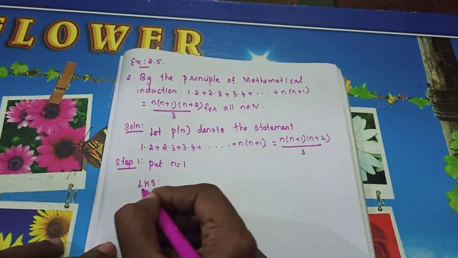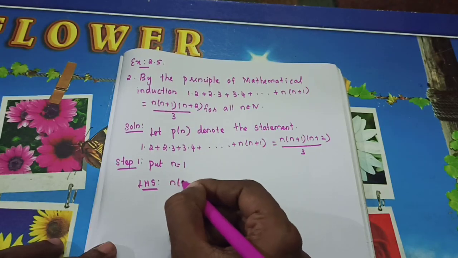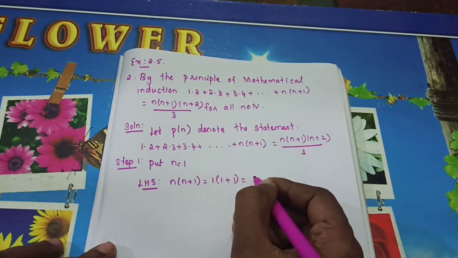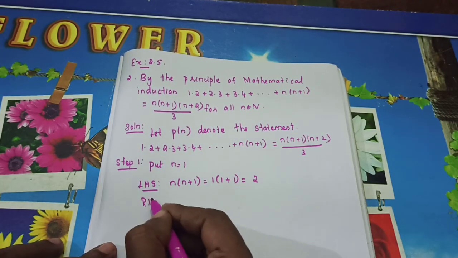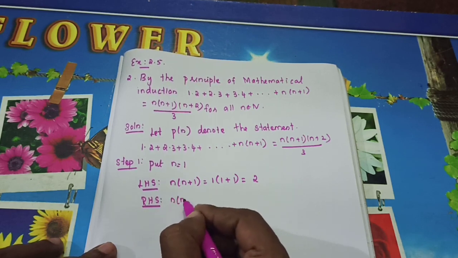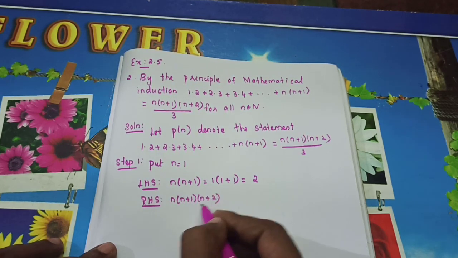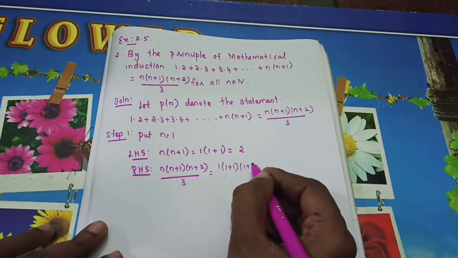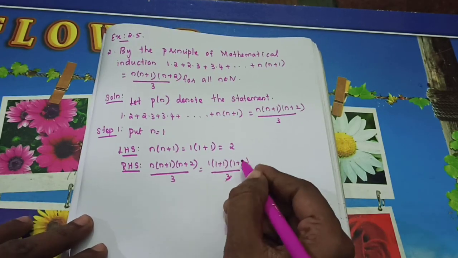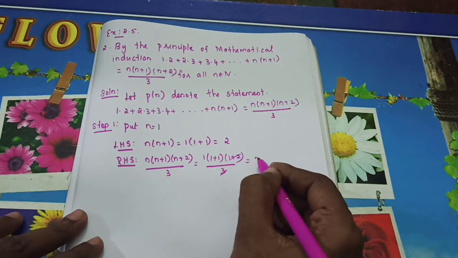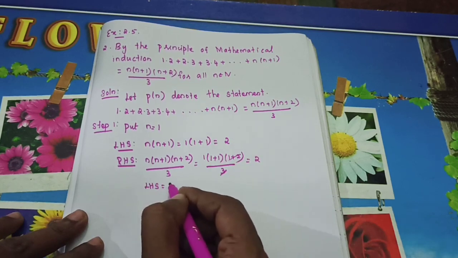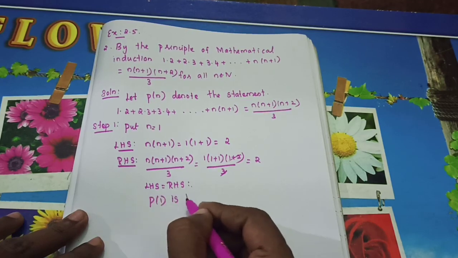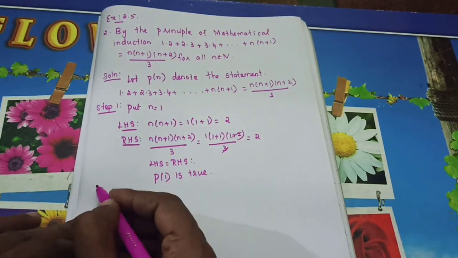LHS. What's LHS? n into (n+1) is the LHS. So that's equal to 1 into (1+1), so 1 into 2 means you will get 2. RHS. What's RHS? n(n+1)(n+2) divided by 3. That's equal to 1 into (1+1)(1+2) divided by 3. So this 3 and this 3 will get cancelled. So 1 into 2 is 2. Whether both are equal? Yes. So LHS is equal to RHS. So what will you conclude? P(1) is true.